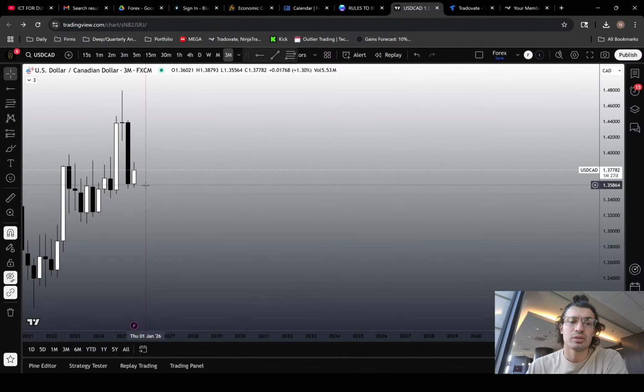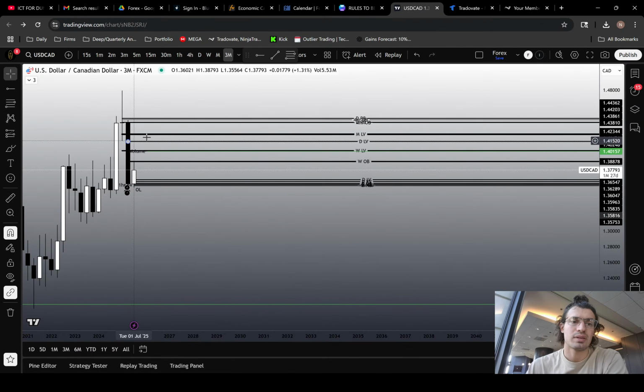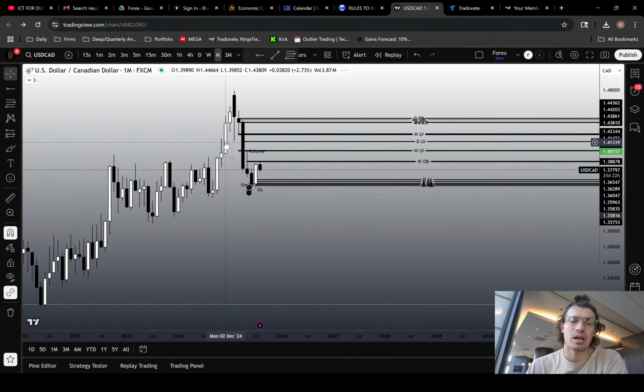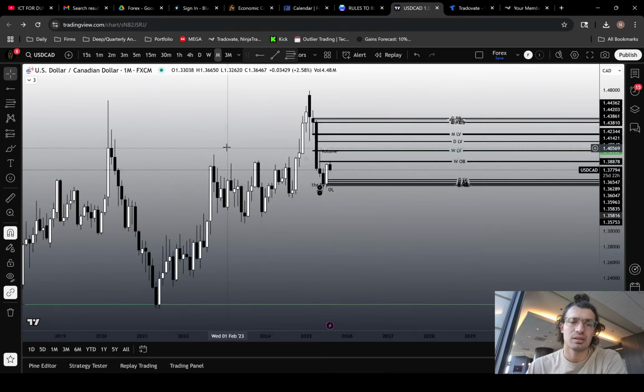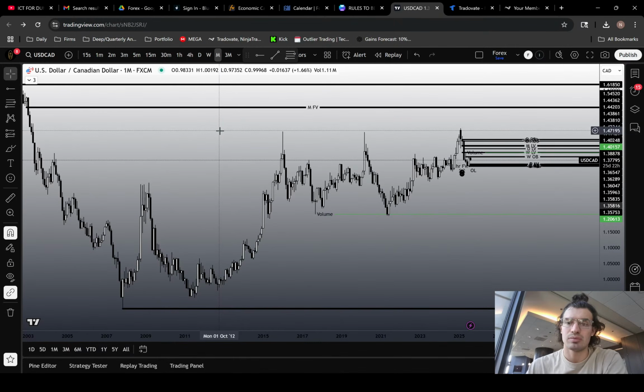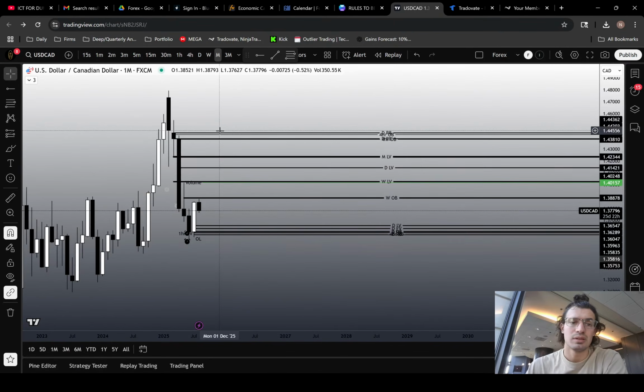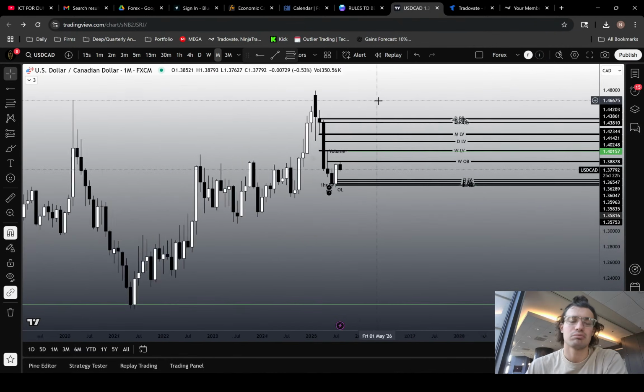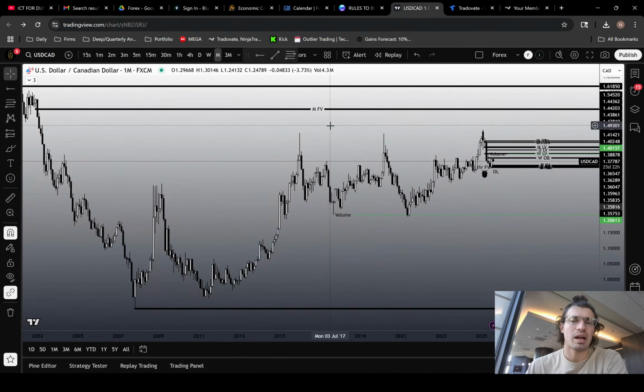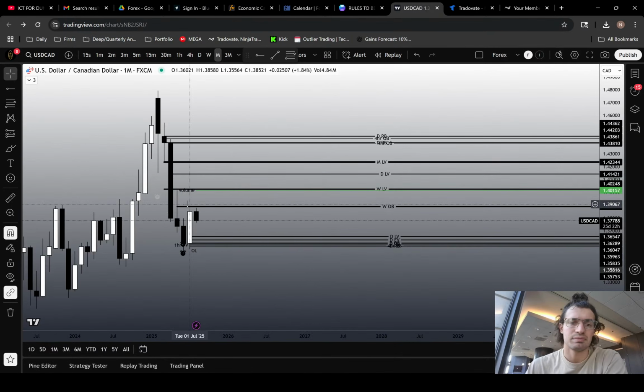It closed above the mean threshold. Plus there's this 3 month liquidity void right there. That's nice. I think I'm gonna make a decision that I'm a little bullish right now, even though I'm very, very bearish on dollar overall. I don't know why. I would like to see this go higher. That's all I'm gonna say.